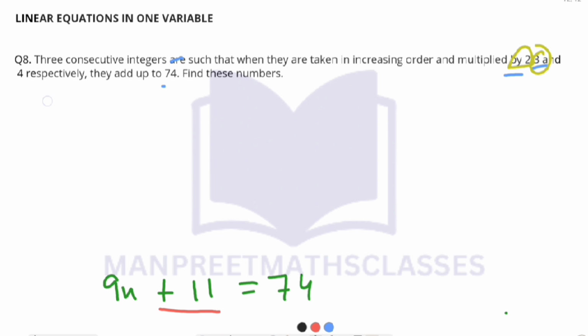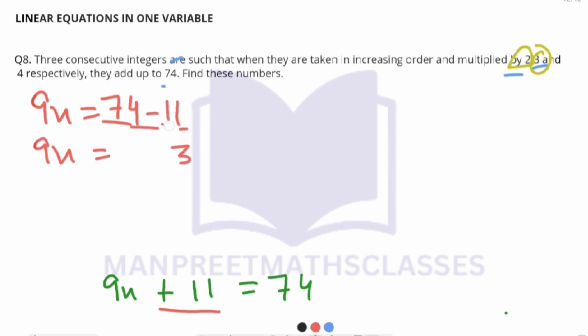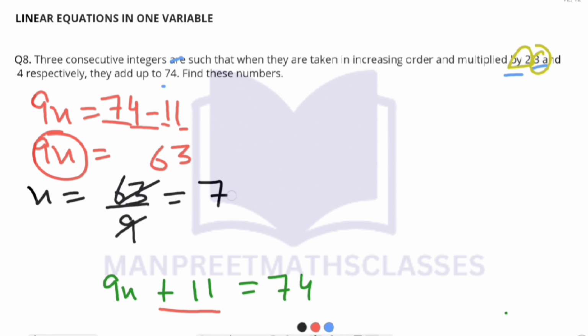11 will go on the right hand side. So 9x is equals to 74 minus 11. So 9x is equals to 4 minus 1 3, 7 minus 1 6. Now this 9 is in multiplication, so it will go in division. So x is equals to 63 divided by 9. So 9 7s are 63.